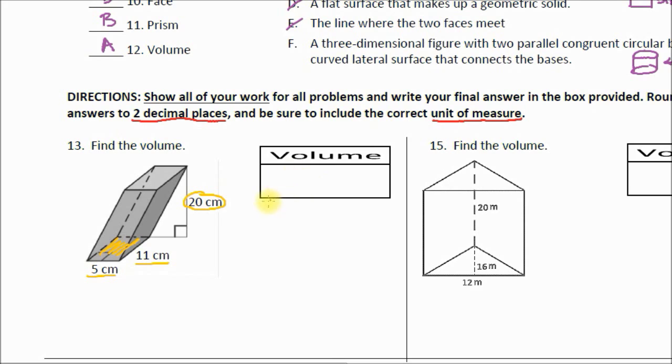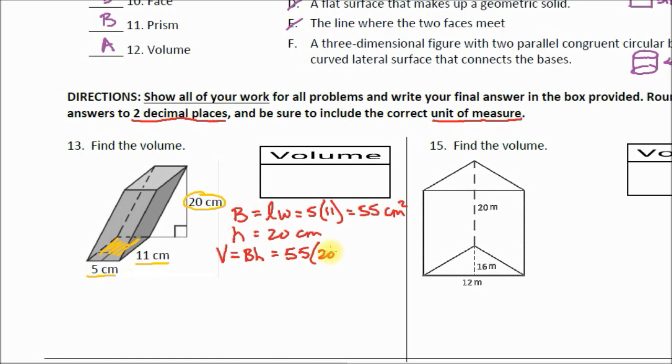Let's go ahead and write this out. The base of a rectangular prism is length times width, which is equal to 5 times 11, which is 55 centimeters squared. Our height, we've already circled it, is 20 centimeters. Our volume of a rectangular prism is just base times height. That is equal to 55 times 20, which is equal to 1,100 centimeters cubed.